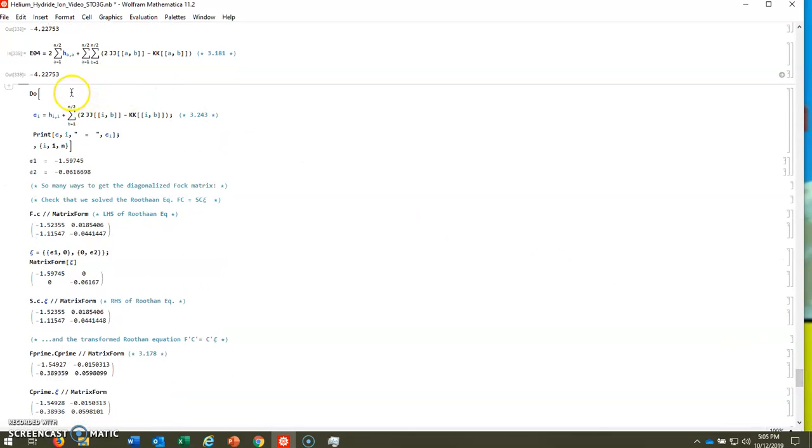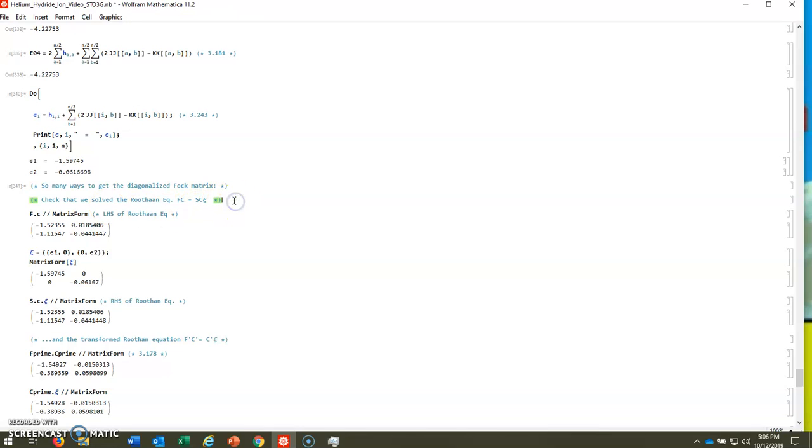Okay, I can calculate orbital energies from the Coulombic matrix and the exchange matrix, and I get my 1.54906 numbers again. And then just kind of try different things here. I concluded there are so many ways to get the diagonalized Fock matrix. And then just take our solution that we have and plug it back into the Roothaan equations and just verify that we solve them.